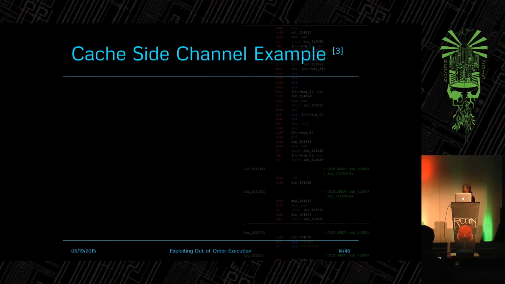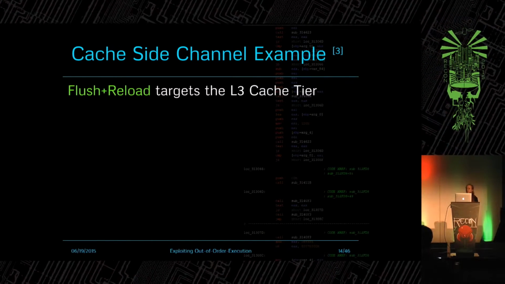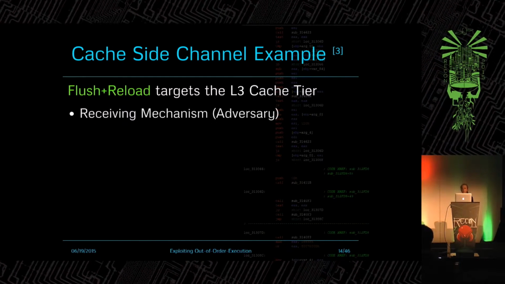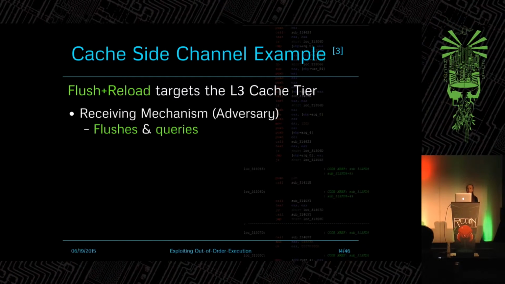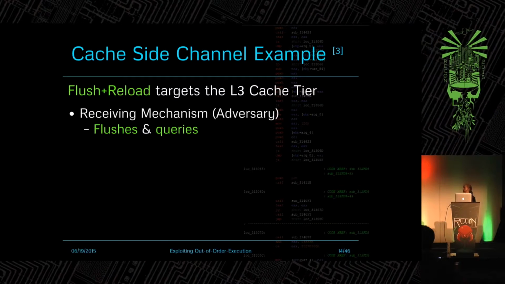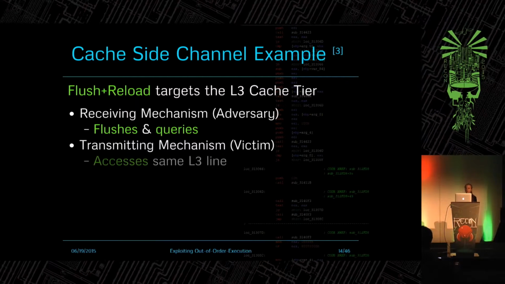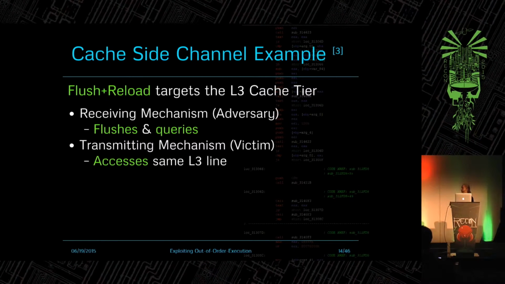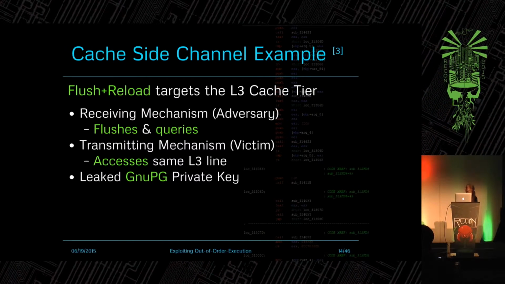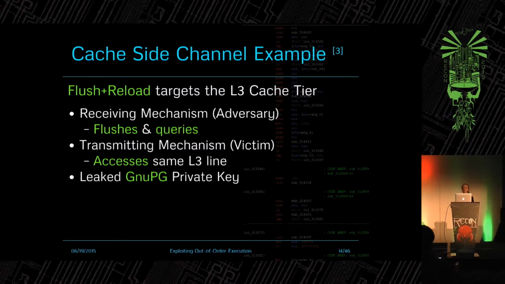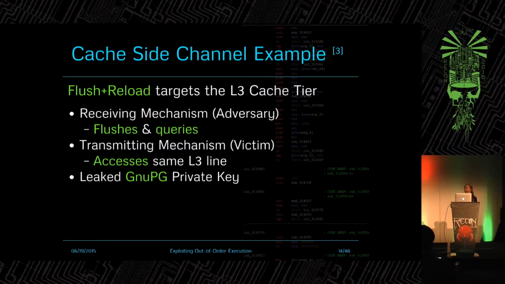Just to bring this into a more concrete example, in the cache, there's an attack called the flush and reload attack, and it's targeting the L3 cache tier. The receiver, or the adversary, which is listening to the environment, flushes a pre-agreed line of L3 cache and then queries it later on for information. And the victim VM, the one that's also using this shared resource, is accessing that same shared line of L3 cache. In this case, it was doing crypto basically, accessing that same shared line of L3 cache with its private key. And the adversary was able to leak that private key at the end.